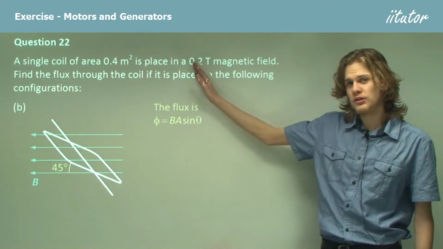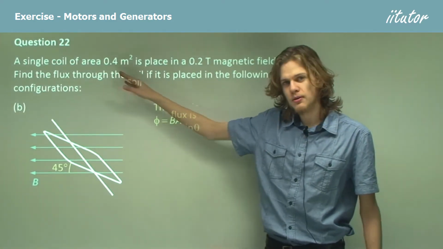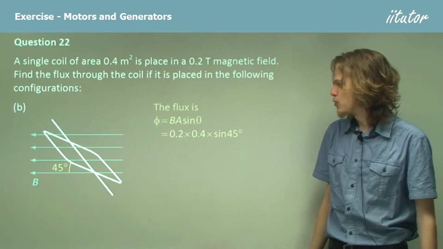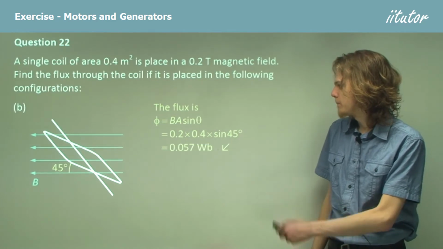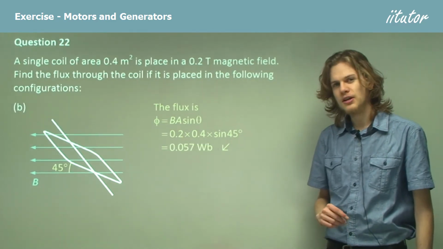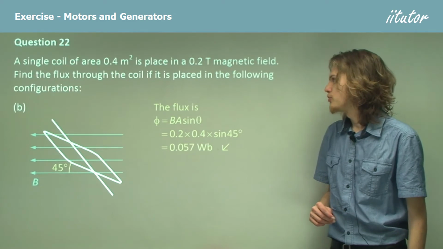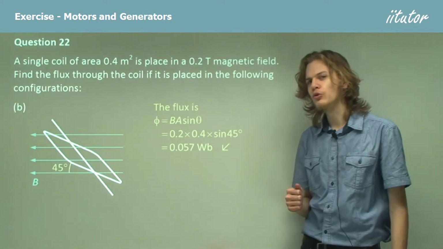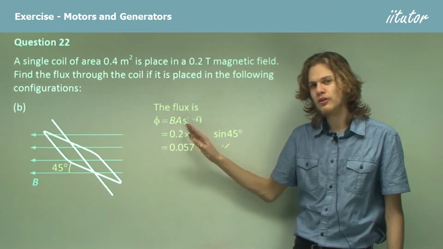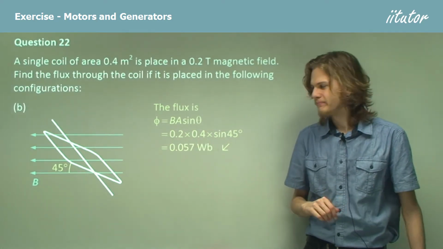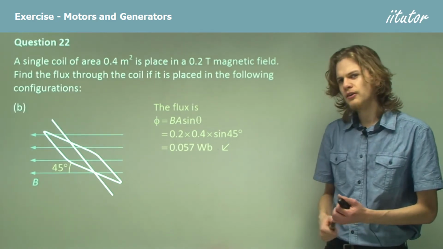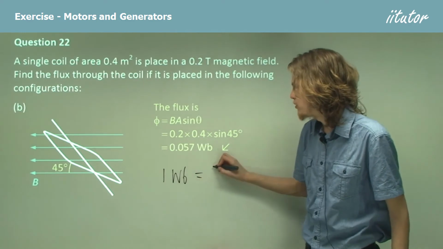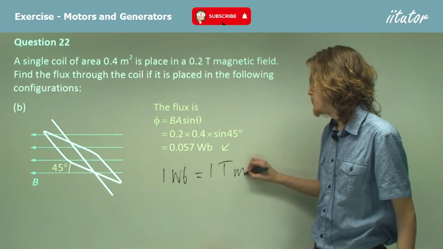B is given to us in the question, and A is given to us in the question, so we can substitute those in. This, of course, will evaluate to be 0.057 Webers. You can also say Tesla meters squared, because that's what we get when we multiply the units of magnetic field by the units of area. It's a fairly useful conversion factor. 1 Weber equals 1 Tesla meters squared.